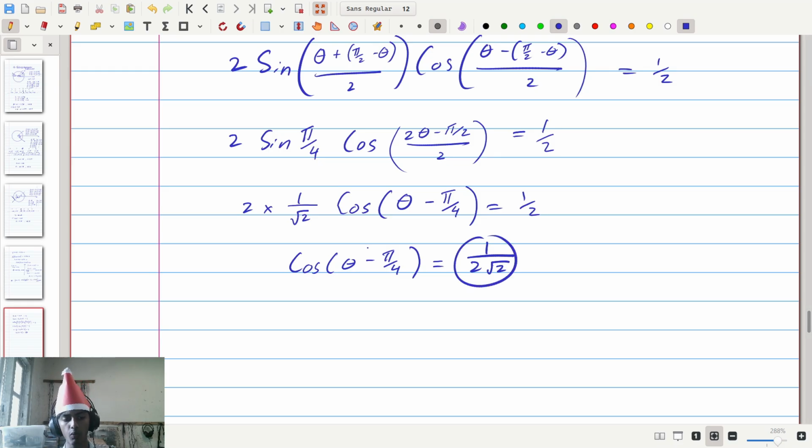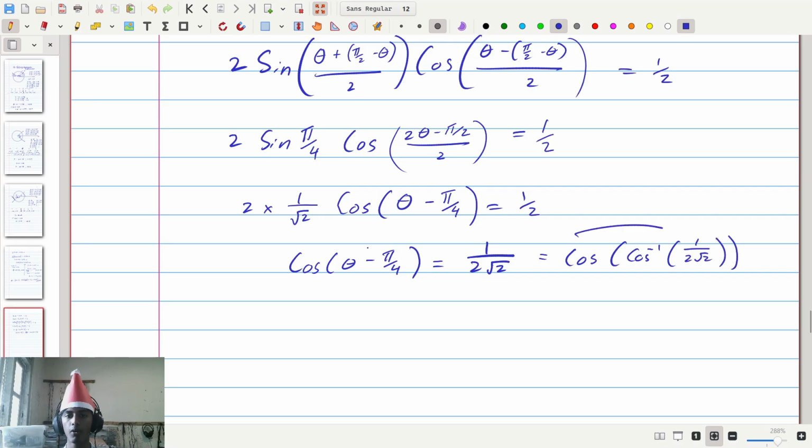So this. Now we have cosine of something is equal to something. Because this thing is less than 1, this is a valid cosine, so I can write this actually as the cosine of the cosine inverse of 1 divided by 2 root 2. This is of course valid because recall, even though we can do it in this direction, we cannot do it in the other direction. The cosine inverse of cosine of an angle is not that angle, but the cosine of a cosine inverse of some value is that value. So here what we have is that the cosine of theta minus pi by 4 is equal to the cosine of cosine inverse of 1 divided by 2 root 2.